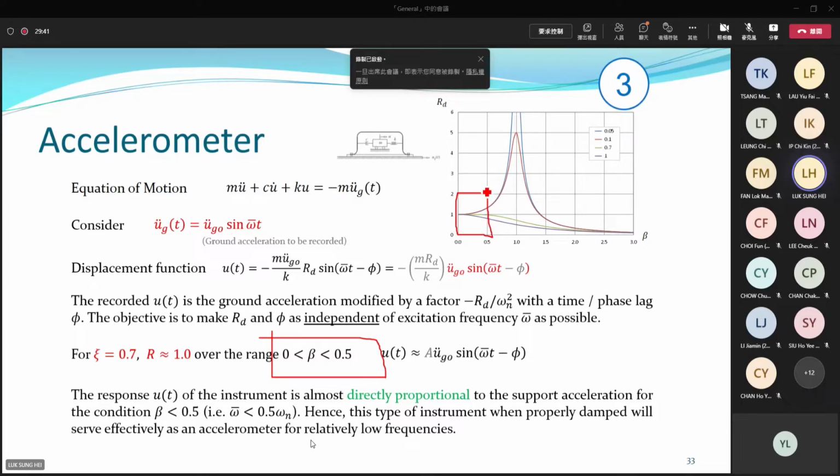Just let you know that normally you have some devices to measure different quantities, acceleration, velocity, displacement, but normally they have some applicable range. Within the range, they're accurate. Within the range, the value is accurate and can represent the ground acceleration, etc. But outside the range, the value is not that appropriate. So when you use the device, you have to read the instructions carefully to see the applicable range. Okay, this is something that I want to mention.